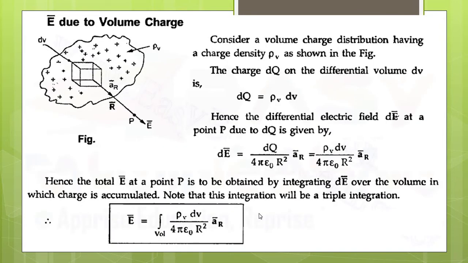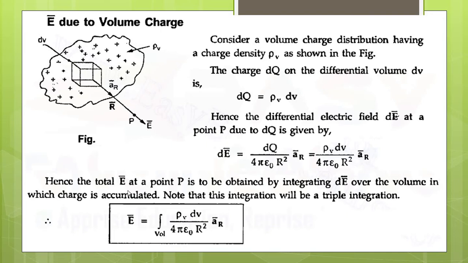Next, to find the electric field intensity due to volume charge. Here we'll consider a volume which has a charge density of rho v. If we take a differential volume in this part, the differential charge on this differential volume is dq is equal to rho v into dv. Again substitute into the equation for electric field intensity. dE is equal to dq by 4 pi epsilon naught r square into AR. So in place of dq, write rho v dv by 4 pi epsilon naught r square into AR.